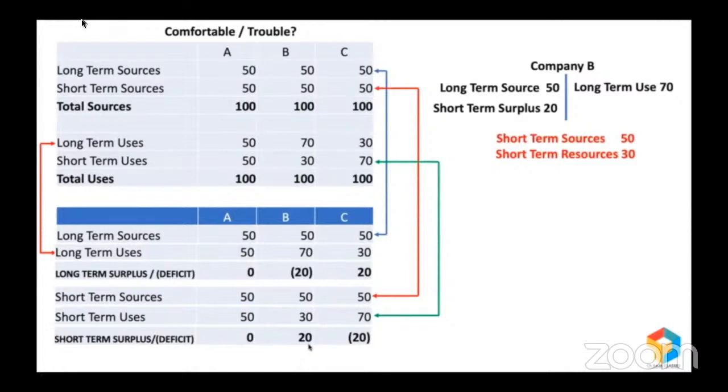But if you look at company C, they've raised 50 million long-term, they've spent only 30 million, they had a surplus of 20 million. And that surplus of 20 million along with the short-term fund of 50 million, they've created short-term use of 70 million. And if you look at it from the other side, within 1 year they are supposed to pay 50 million, and for paying that 50 million, what resources do they have? 70 million. That's why we say company C is in a comfortable situation.